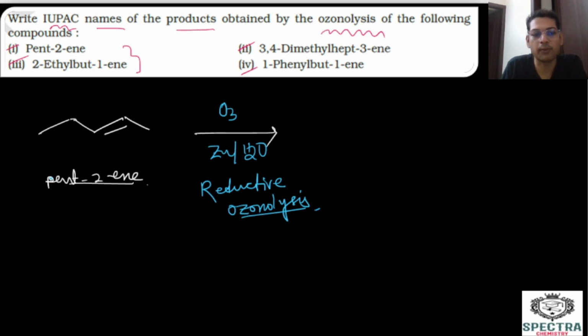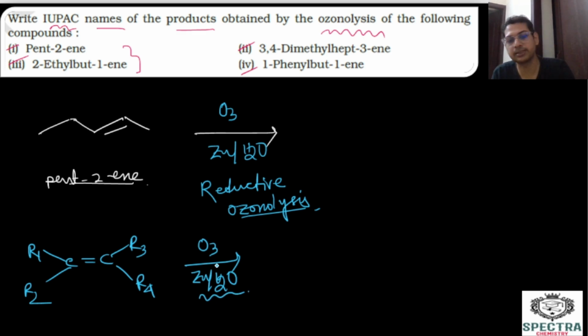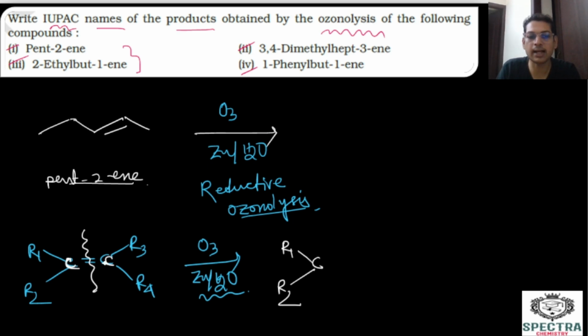What we have to do, I have already told you, but let me tell you again. Suppose you are having R1, R2, R3, R4, like that, with a double bond, and you are doing the ozonolysis reaction, O3, Zn/H2O. How to get the product? You just break the double bond from the middle. That means this carbon is now only having R1 and R2, and this carbon is only having R3 and R4.